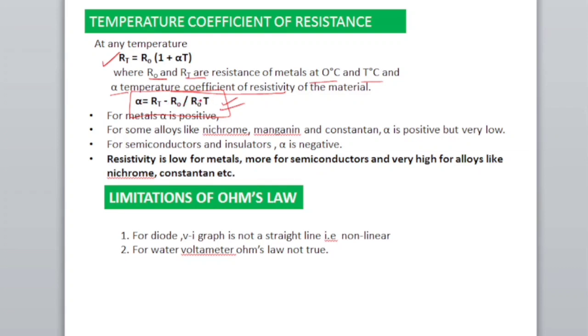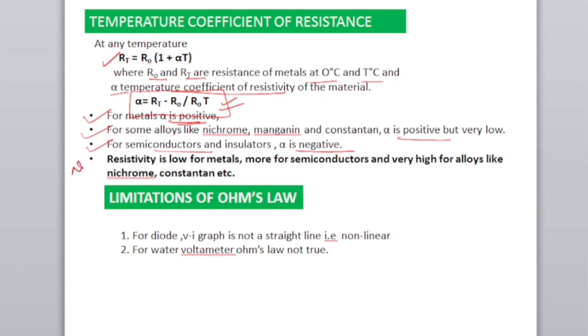Now in the case of metals, what happens? Resistance or resistivity increases with an increase in temperature. It means for metals, this alpha is positive. For alloys, again resistivity increases, but it increases less than that of metals. So again it is positive for alloys also. For a semiconductor, resistivity decreases with an increase in temperature. So alpha is negative. You must remember this point. For metals, alpha is positive. For alloys, alpha is positive but less than that of metals, and for semiconductors alpha is negative.